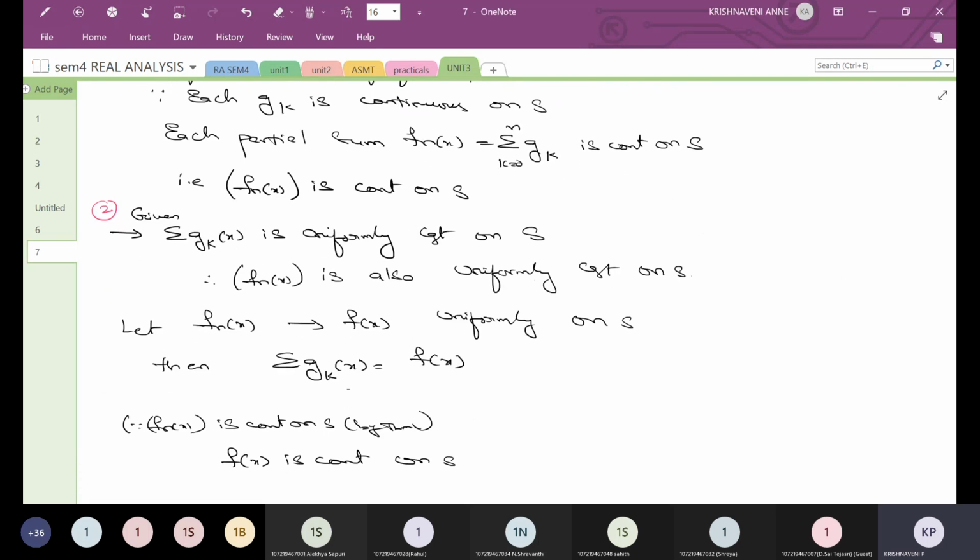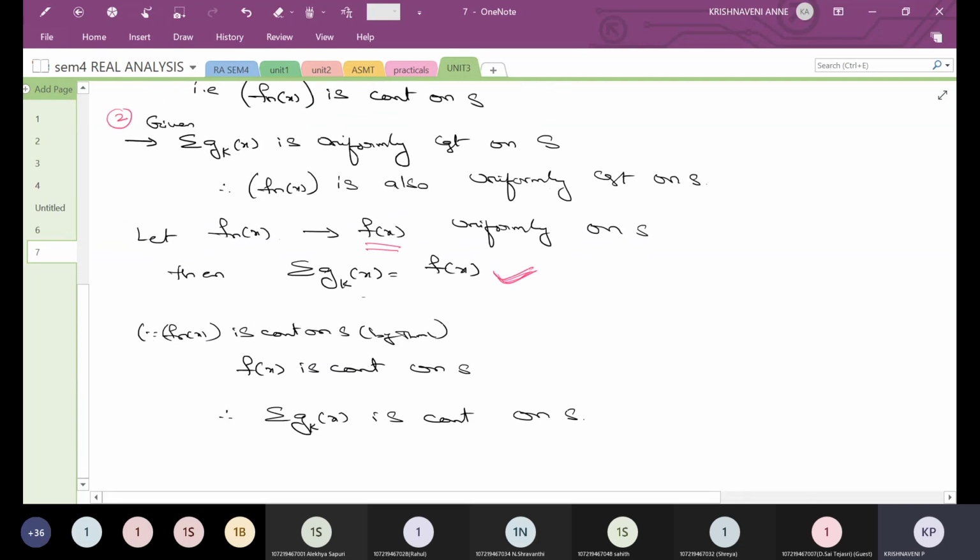See the second step, everyone. In the statement itself, it is given that summation gk of x, that means the series, is uniformly convergent. A series is uniformly convergent only when the sequence of partial sums is uniformly convergent. That particular thing I'm taking, that it is convergent to f of x. I took Fn of x convergent to f of x uniformly. Then if you remember, after the definition of uniform convergence, I gave this step: if the series converges to f of x, then it is written as so. By using that, I wrote this one.